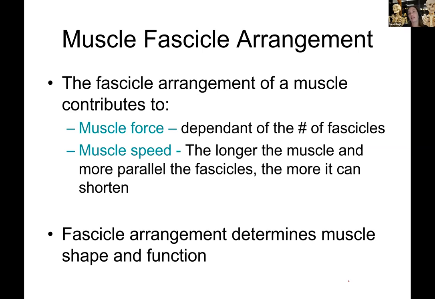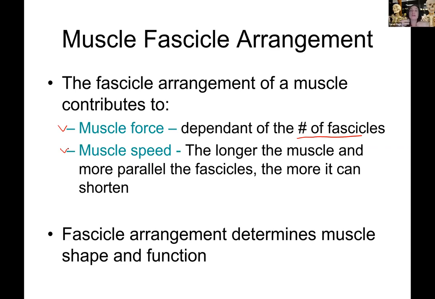This is obviously going to be dependent on the number of fascicles, because remember, these are bundles of cells. The more fascicles you have, the more cells you have, so the stronger and the more force you can get out of that muscle. That should make sense. And then fascicle arrangement will also determine muscle speed. The longer the muscle is, the more parallel those fascicles are with each other, the more it can shorten up.